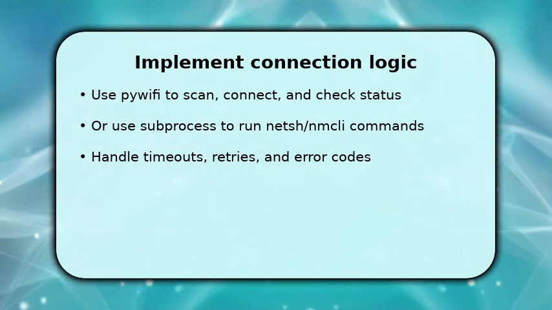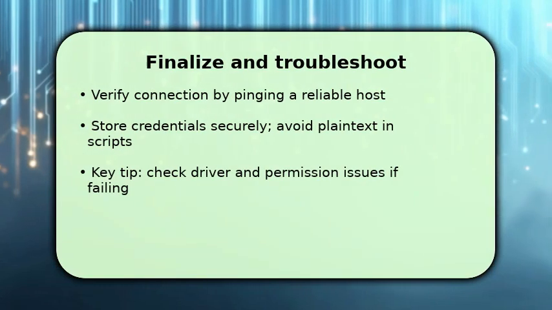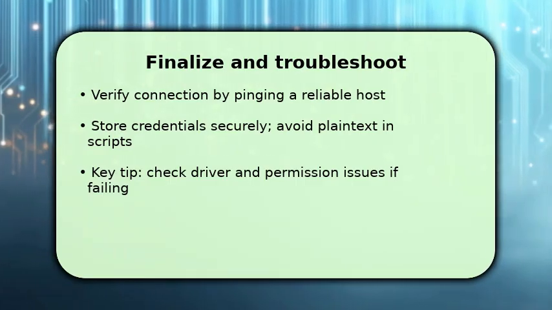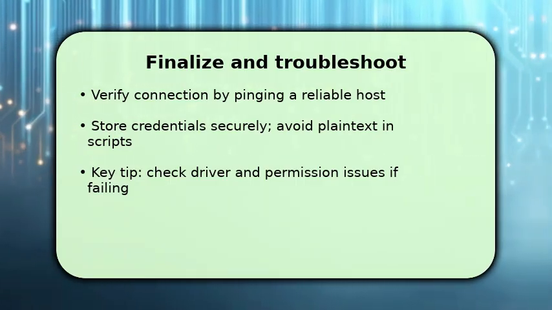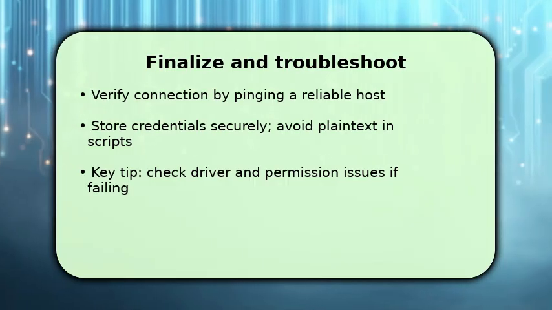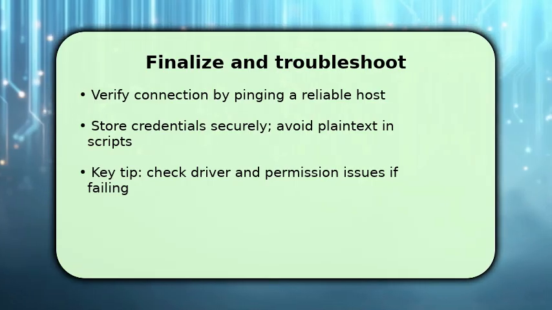Run a simple ping to 8.8.8.8 or request a known endpoint. This confirms DNS and routing. Once confirmed, add secure storage for credentials, use environment variables or a keyring rather than embedding passwords. Then wrap the flow in a main guard and provide clear exit codes.